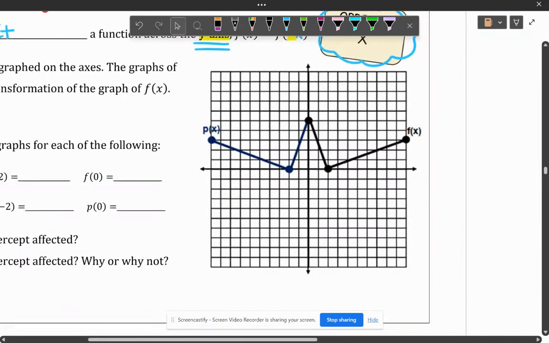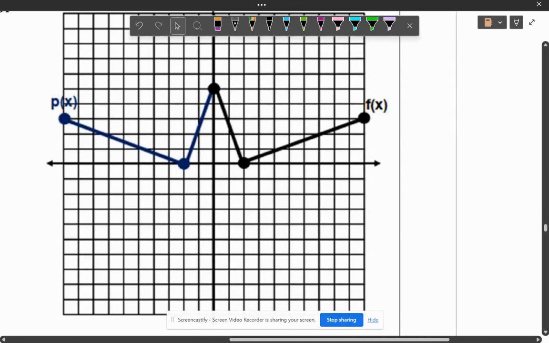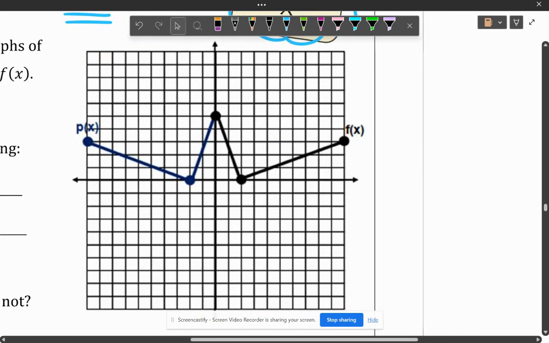Oops, sorry guys, my screen froze for a second. Oh my goodness. Okay, sorry guys, my pen just stopped working for a second.